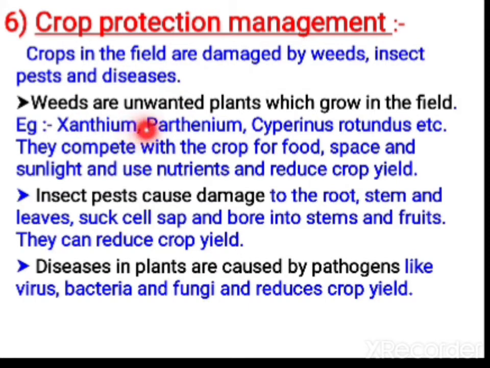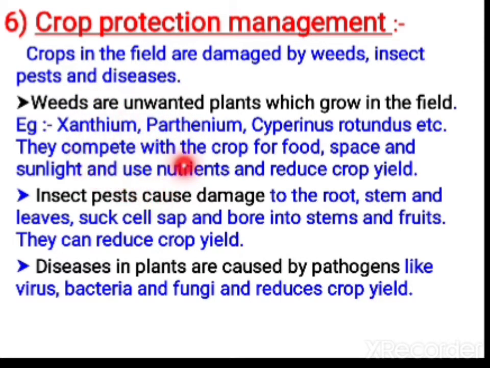What are weeds? Weeds are unwanted plants which grow in the field along with the crop plants. Examples, xanthium and parthenium, come under this category. This type of weeds compete along with the crops for food, for space, for sunlight. Because of that, the yield of the crops will be reduced because these weeds take away all the nutrients.